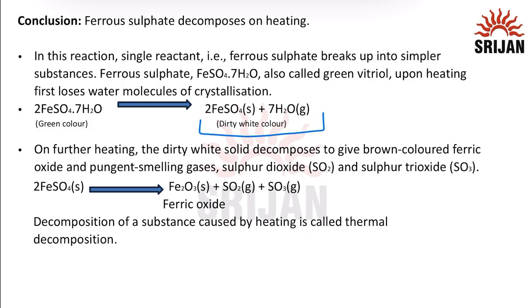On further heating, ferrous sulfate decomposes to ferric oxide, and also sulfur dioxide and sulfur trioxide. We get brown colored ferric oxide and pungent smelling gases. The pungent smell is due to sulfur dioxide and sulfur trioxide, the gases which are released on the decomposition of ferrous sulfate. We get ferric oxide and these two gases, and the smell is because of these two gases.